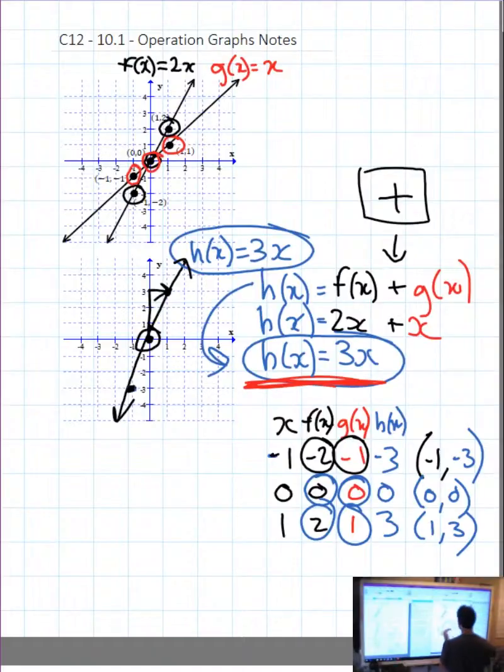Why would we learn to do it both ways? Well, sometimes we won't get what the functions are, and we just have to simply graph them by adding or subtracting or multiplying or dividing, etc.